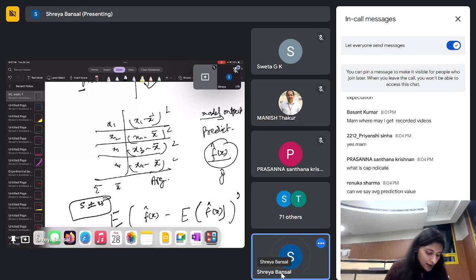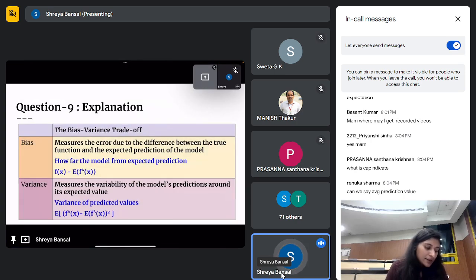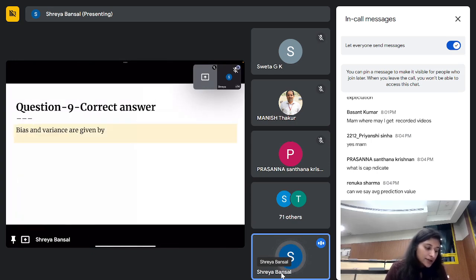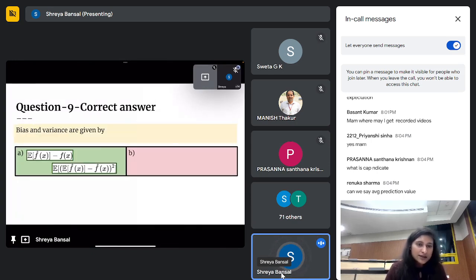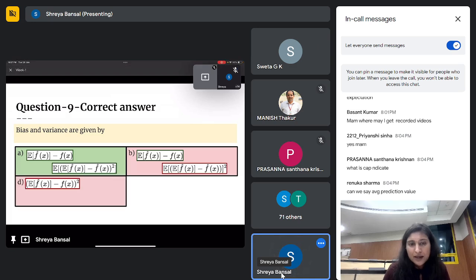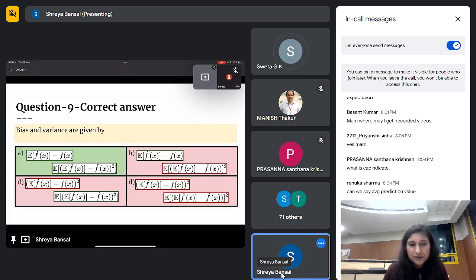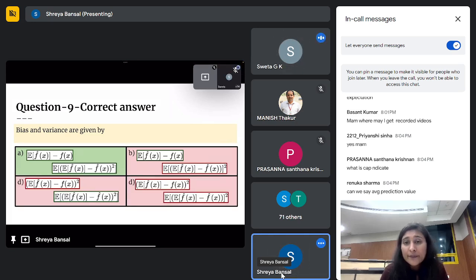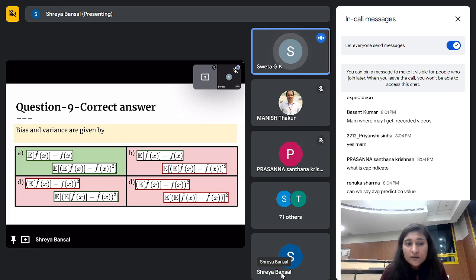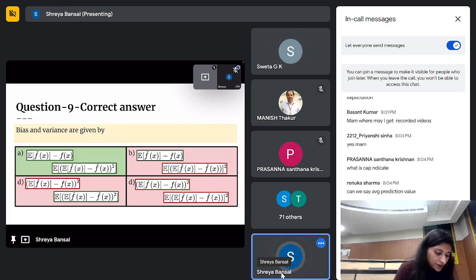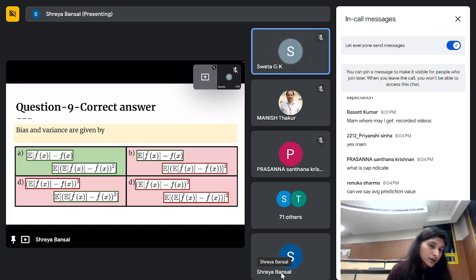So this is about question number 9. The correct answer is this A portion. Ma'am, can you tell again why A is the correct answer? I understood bias and variance, but I'm not able to get why A is the correct option. Look, for the variance part or the bias part? Ma'am, for the bias one.